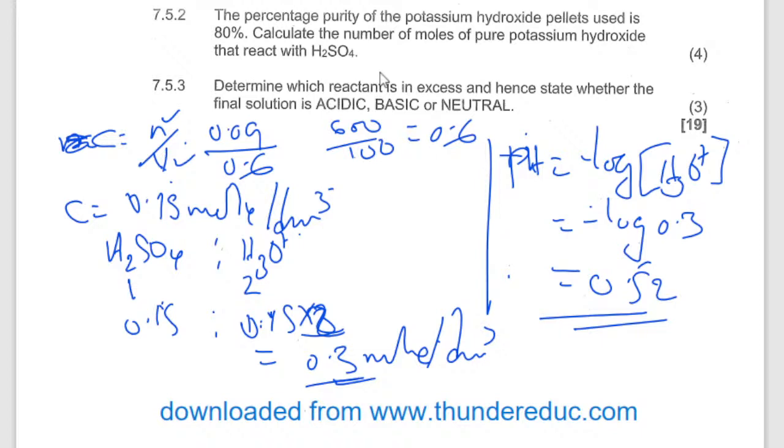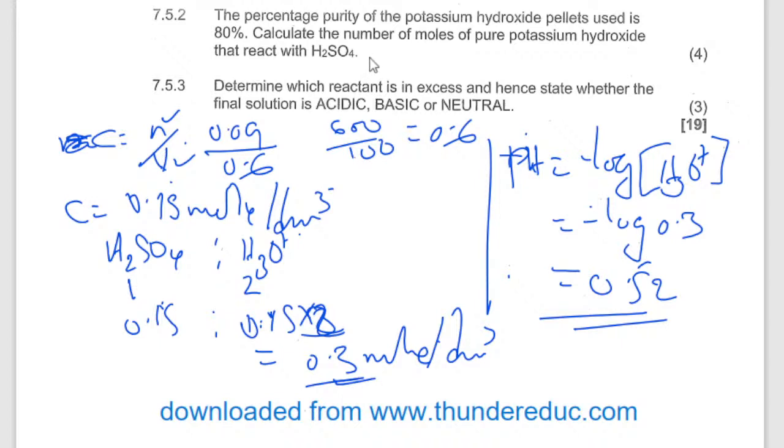Now you need to determine, they're saying that the percentage purity of potassium hydroxide pellet used is 80%. Okay, calculate the number of moles of potassium hydroxide that reacted with the sulfuric acid.